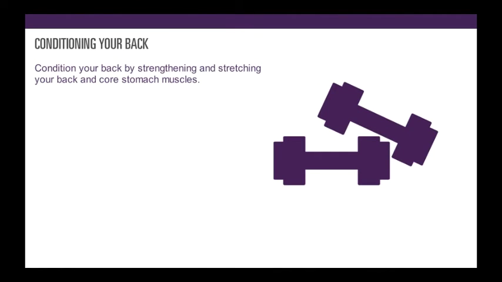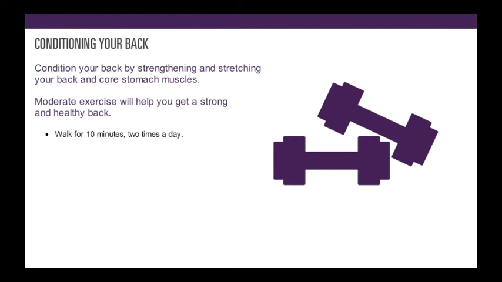Conditioning your back means keeping it in shape. You condition your back by strengthening and stretching your back muscles along with the core muscles in your stomach. By exercising regularly, you will keep your body healthy and you can reduce weight gain, which is another risk factor for back injury. Moderate exercise will help you get a strong and healthy back.